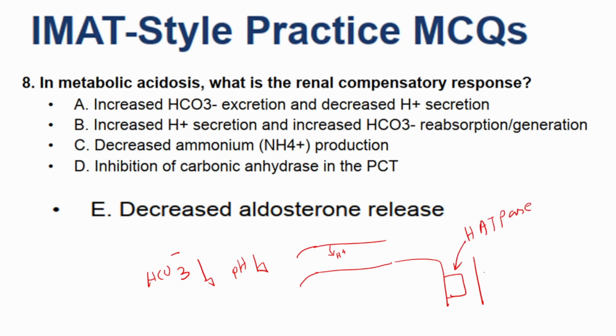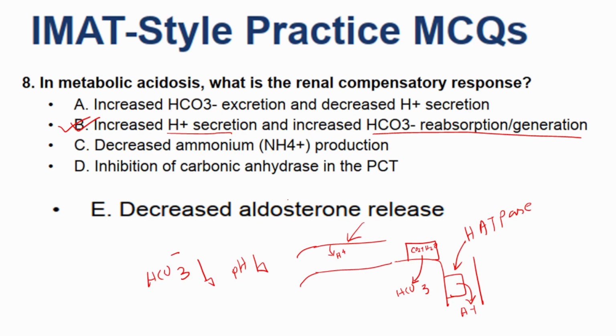Concurrently, the intracellular conversion of carbon dioxide and water generates new bicarbonate ions, which are transported across the basolateral membrane into the blood to replenish the systemic buffer pool. That's why the correct answer is B. Increased proton secretion, both by proximal convoluted tubule and collecting duct, and increased bicarbonate reabsorption or generation.